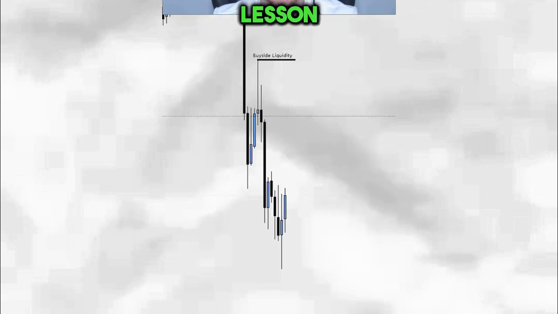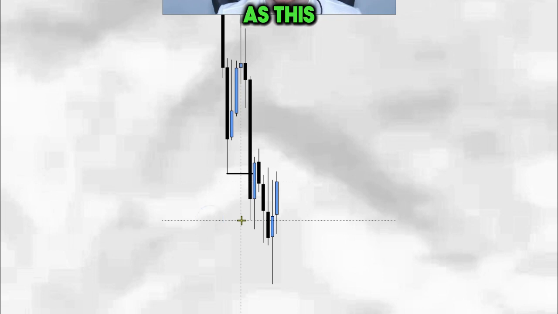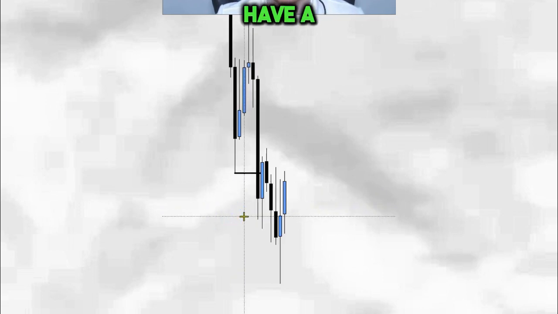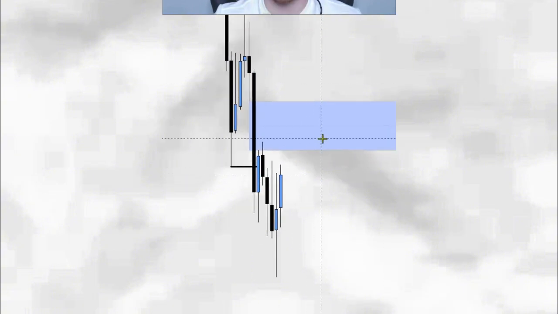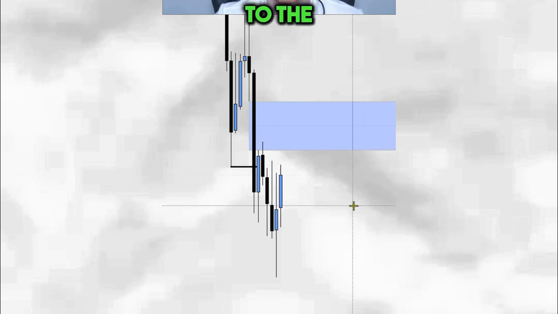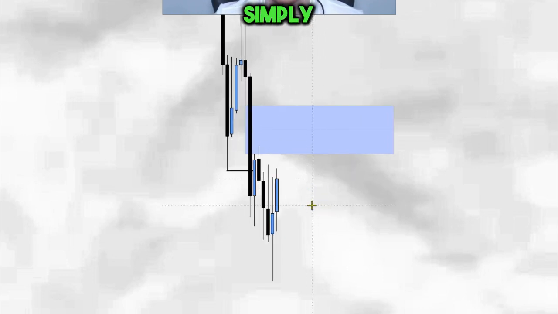The most important lesson that you need to take from this is how to really use fair value gaps in the market. As you can see right here, we have a sweep on liquidity, but as well as a sweep on liquidity, we also have a break of structure or change of character to the downside. Now, most ICT traders will look at this bearish fair value gap and will only be interested in short positions after this break of structure to the downside. I don't use any of that. All I use is just simply fair value gaps.